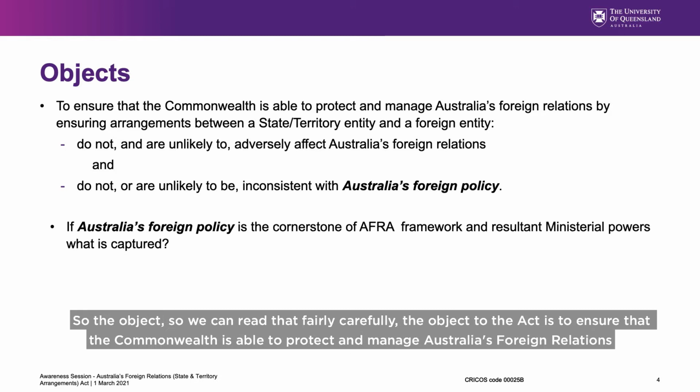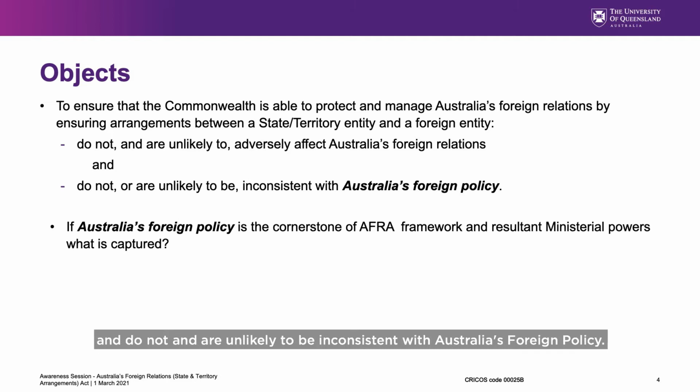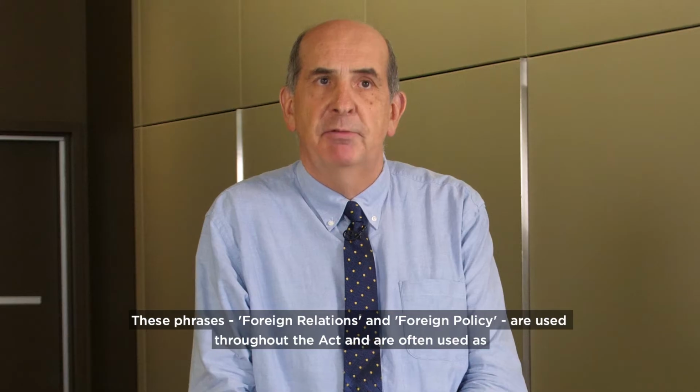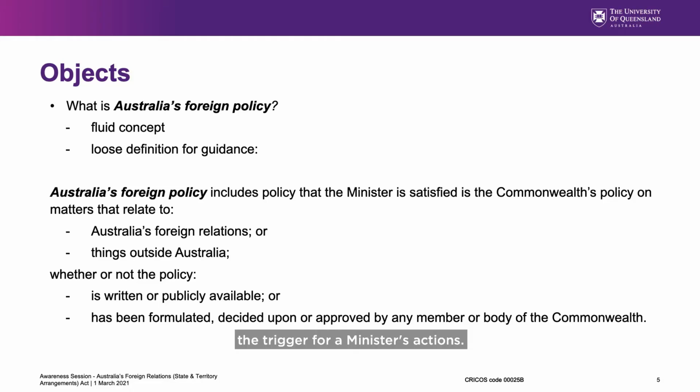The object of the Act is to ensure that the Commonwealth is able to protect and manage Australia's foreign relations by ensuring arrangements between a state or territory entity and a foreign entity do not, and are unlikely to, adversely affect Australia's foreign relations and do not, and are unlikely to, be inconsistent with Australia's foreign policy. Now, these phrases, foreign relations and foreign policy, are used throughout the Act and are often used as the trigger for a minister's actions. Foreign relations is not defined, but foreign policy is.